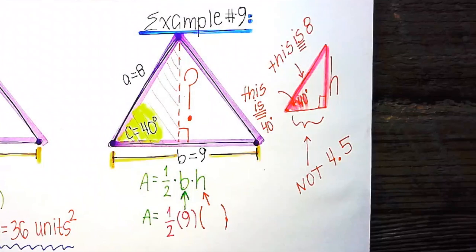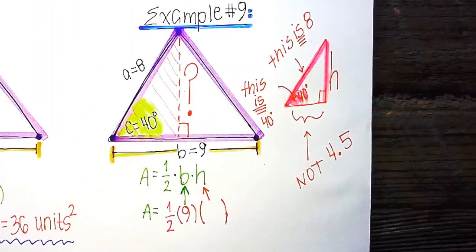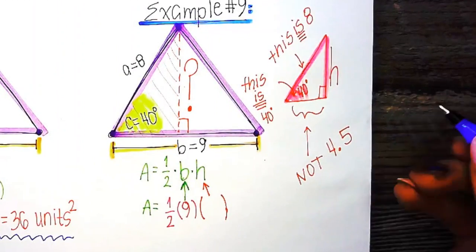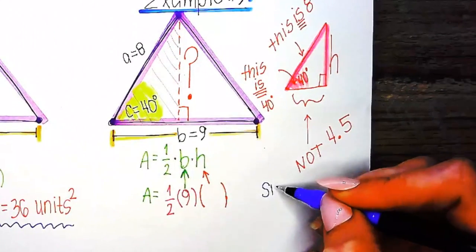Remember that right triangle trigonometry is SOHCAHTOA. Why am I repeating that? Because SOHCAHTOA is only supposed to be used when we have a right triangle.